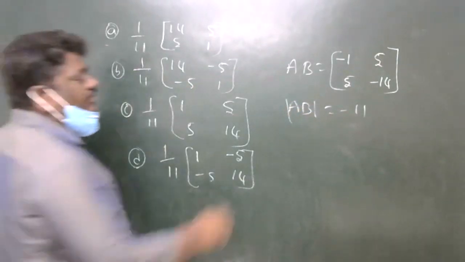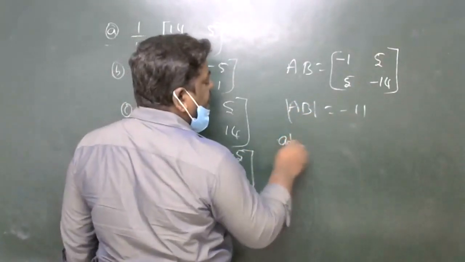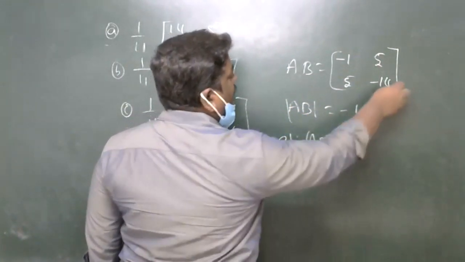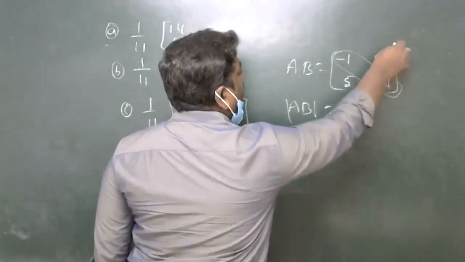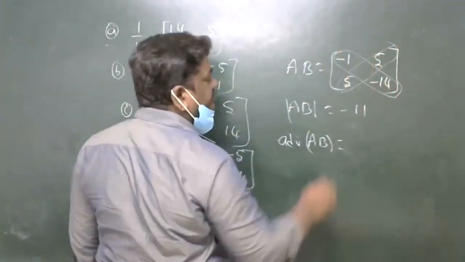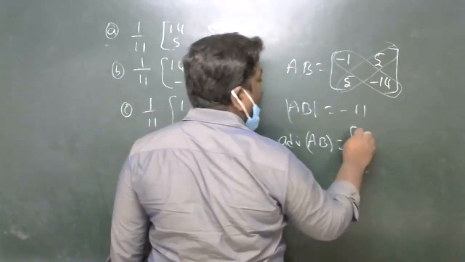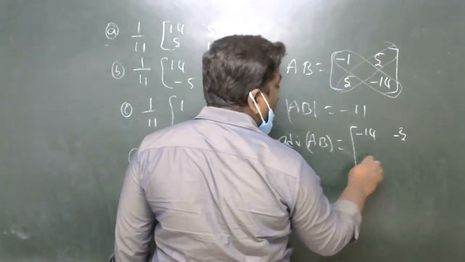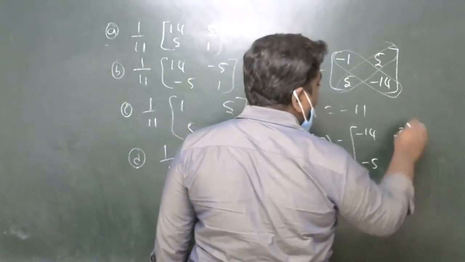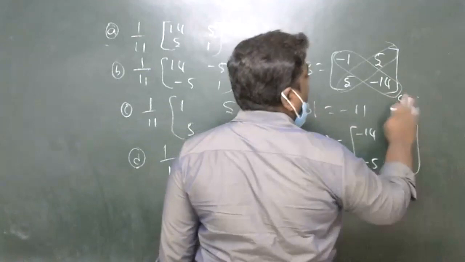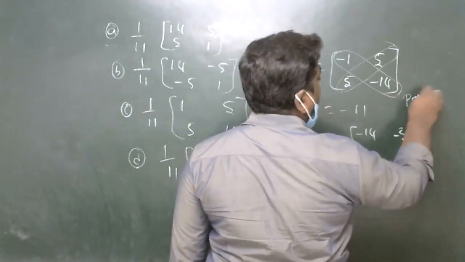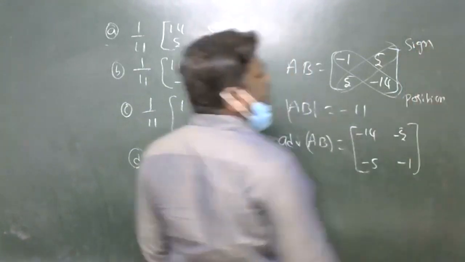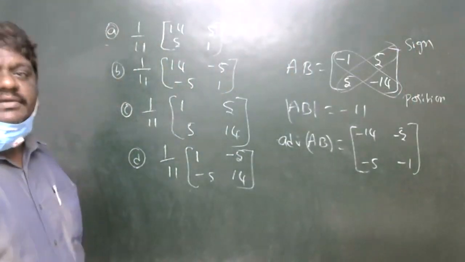Minus 11. So yes, now you find adjoint of AB. I told you how to find adjoint. Change the position, change the sign. You are going to get minus 14, 5, minus 5, minus 1. Here position you should change. Here you have to change sign. Okay.